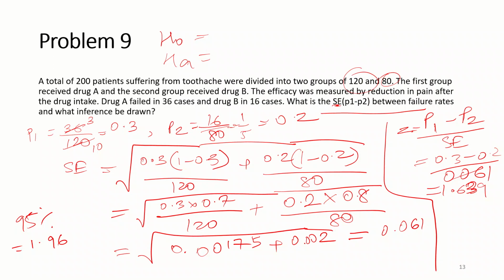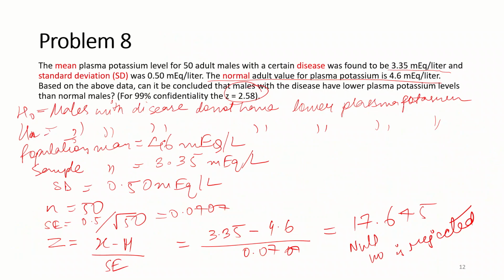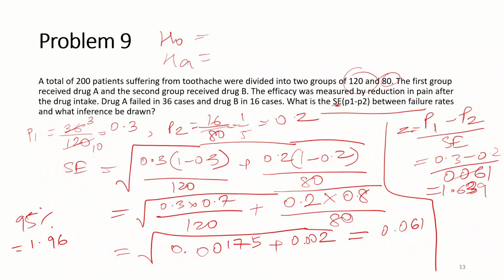Okay, maybe I'll look into it. I am also not clear. But in a sense, it is different from the last question in that in the last question, we were comparing the population and the sample. But here, both are samples and we are comparing them. Here also we are comparing the failure rates of drug A and drug B.